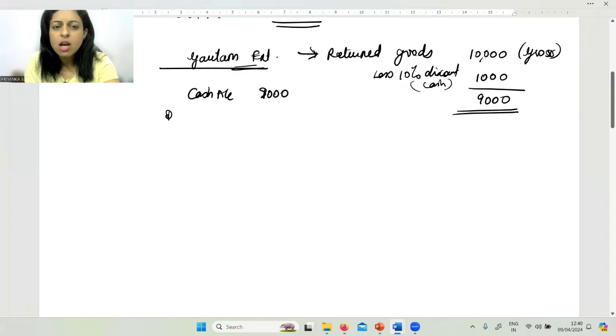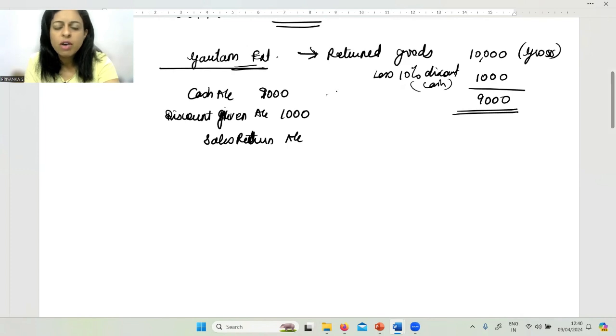Now I am having discount, okay? Discount account is to be reversed. Discount given account is to be reversed of 1,000. And also there is sales return happening. So sales return account, right? So these will be the three accounts.